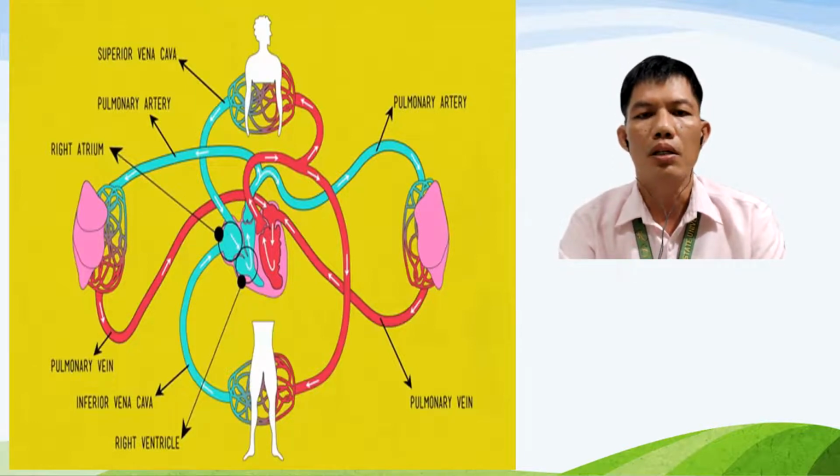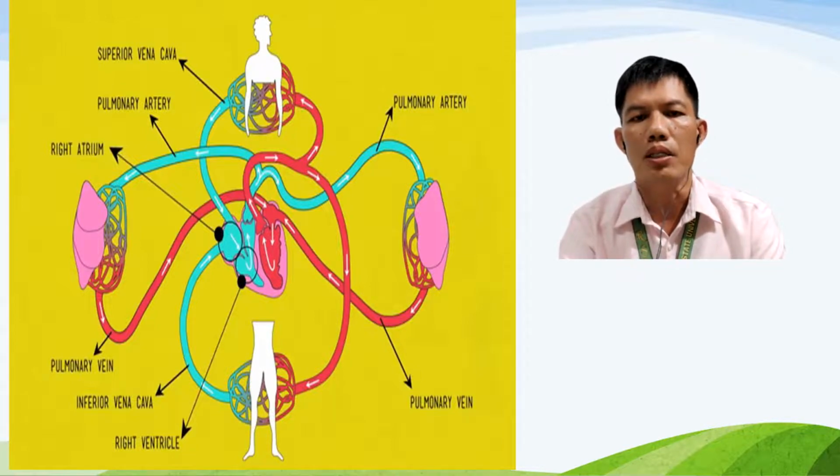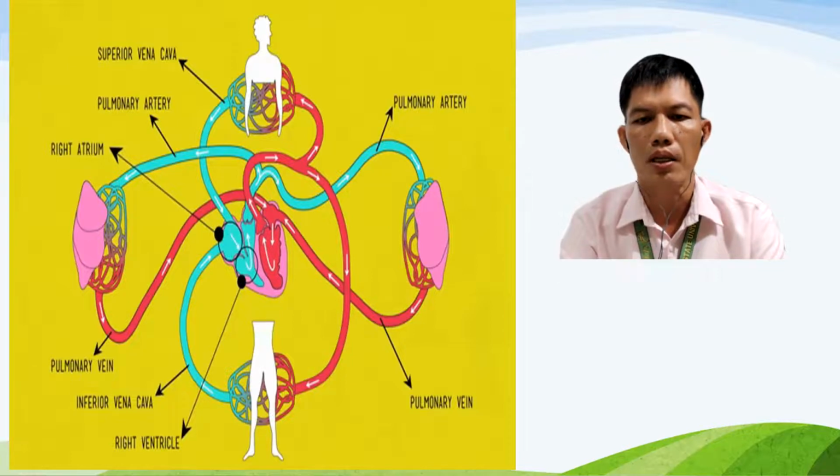Okay. The other one, when the blood is pumped from the right ventricle going to the lungs and from the lungs back to the heart, is called the pulmonary circulation. And the other one is the circulation within the heart, which is coronary circulation. Okay, I hope you understand the paths of circulation.